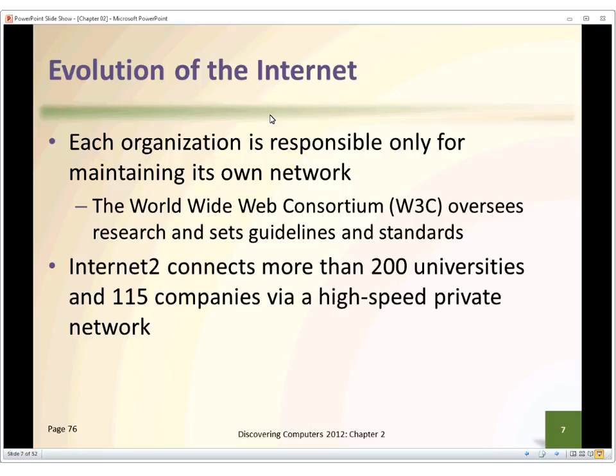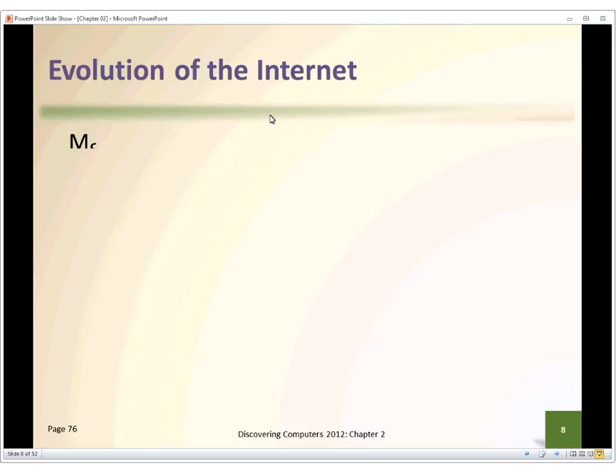Internet 1 became rather congested, so we do have a second Internet connection that eventually will be available to us as well.